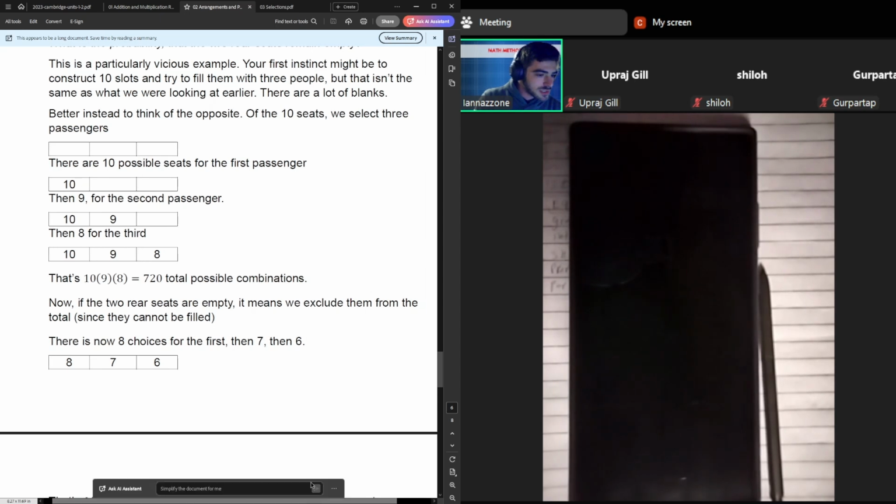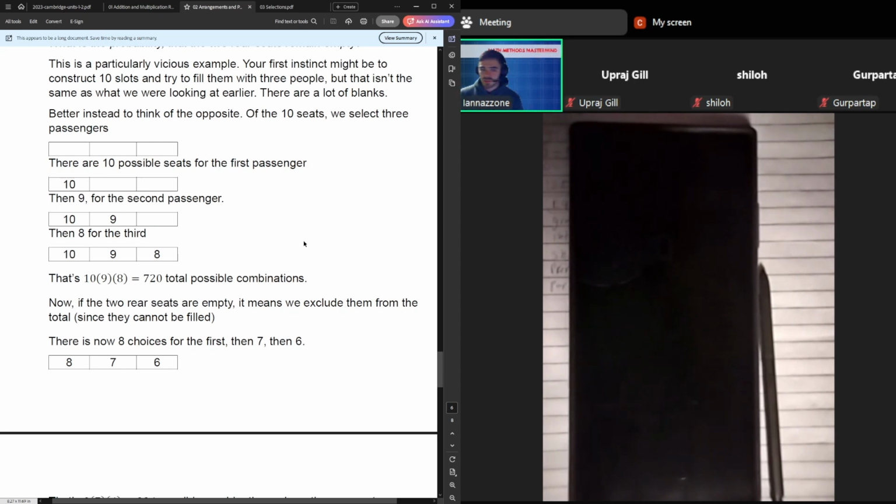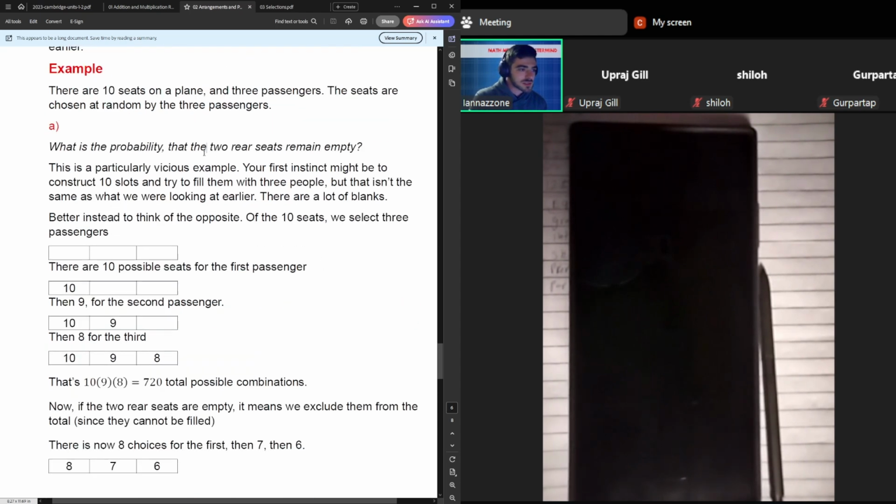Now, what's interesting about handling the restriction is you've got to get kind of creative with it. And this kind of comes with exposure. You just got to do a lot of these questions to start realizing what kind of tactics work and what don't. One of the things I found works well here is this: we're basically trying to force the two rear seats to remain empty. One of the ways you can do that is simply say, okay, they're just not going to be in my sample size anymore.